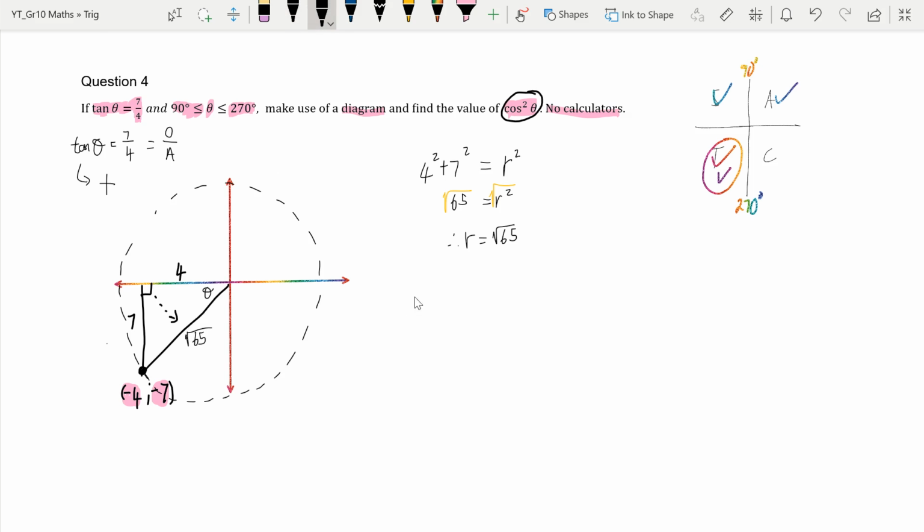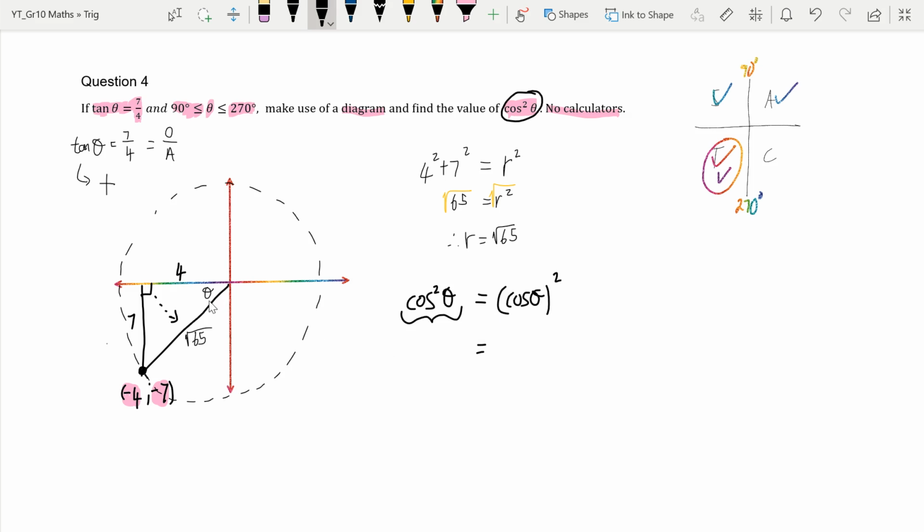And now let's get to the actual question. We need to find the value of this. And just note, cretins, they're not asking us to find theta. They're asking us to find the value for cos squared theta. And this means that cos theta, whatever it is, needs to be squared. So let's go see what cos theta is.